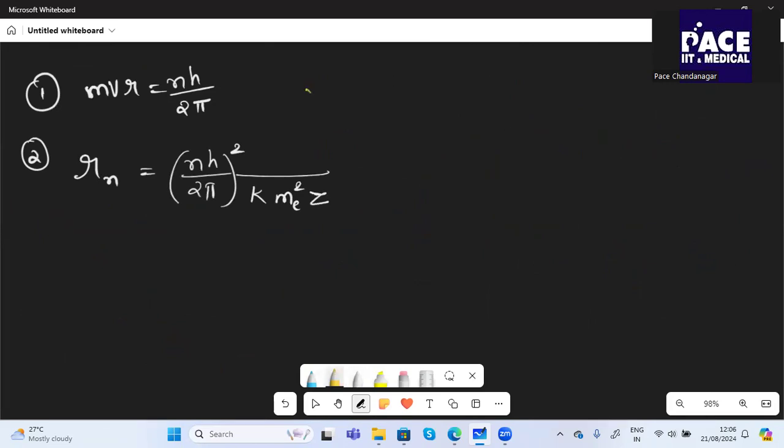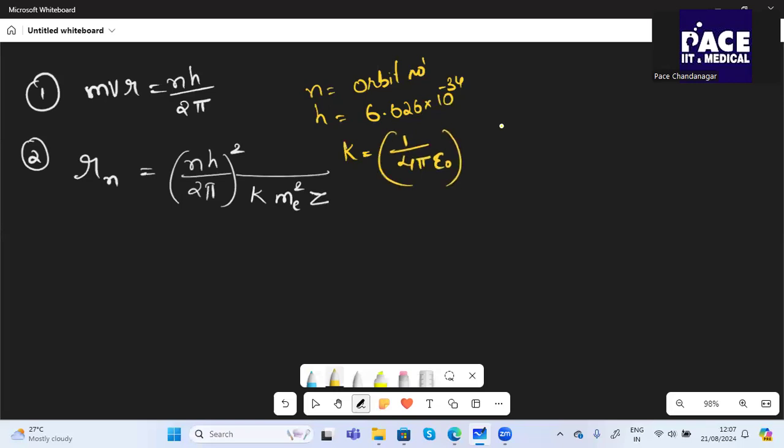Now what are these things? Here n stands for the number of the orbit, the orbit number. h is your Planck's constant, which is 6.625 into 10 to the power minus 34. Then 2 pi value you already know, pi is 22 by 7 that we can take. Then K is your Coulomb constant, which is 1 by 4 pi epsilon naught. This is a fixed value, 9 into 10 to the power 9 newton meter square per coulomb square.